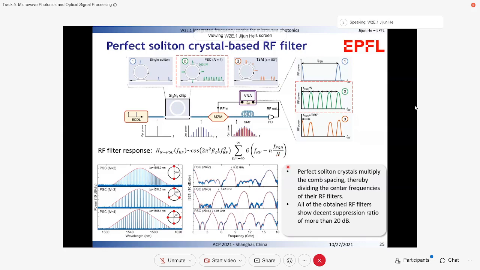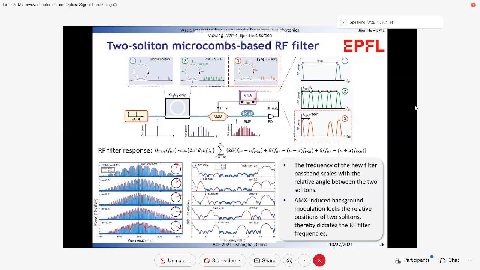In the experiment, we obtained 2, 3, and 4 perfect soliton crystals by pumping different resonances at low pump power. The IF passbands are then correspondingly divided by 2, 3, and 4 times to 8.1, 5.4, and 4 gigahertz. All of the obtained IF filters show a good separation ratio of more than 20 dB without external pulse shaping. In another way, the IF filter can be reconfigured using the two-soliton state.